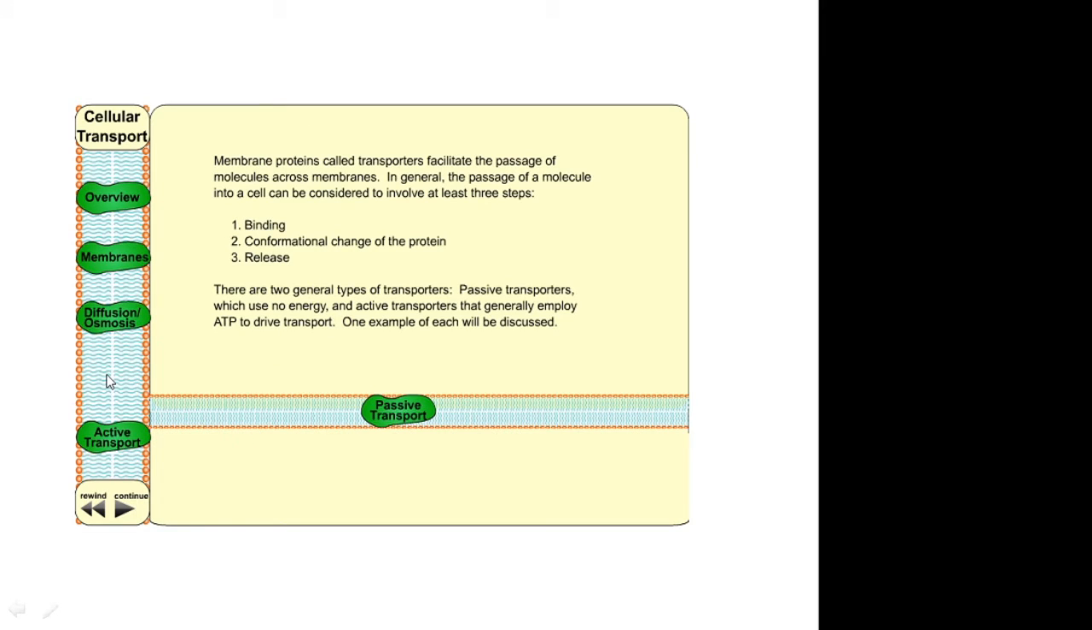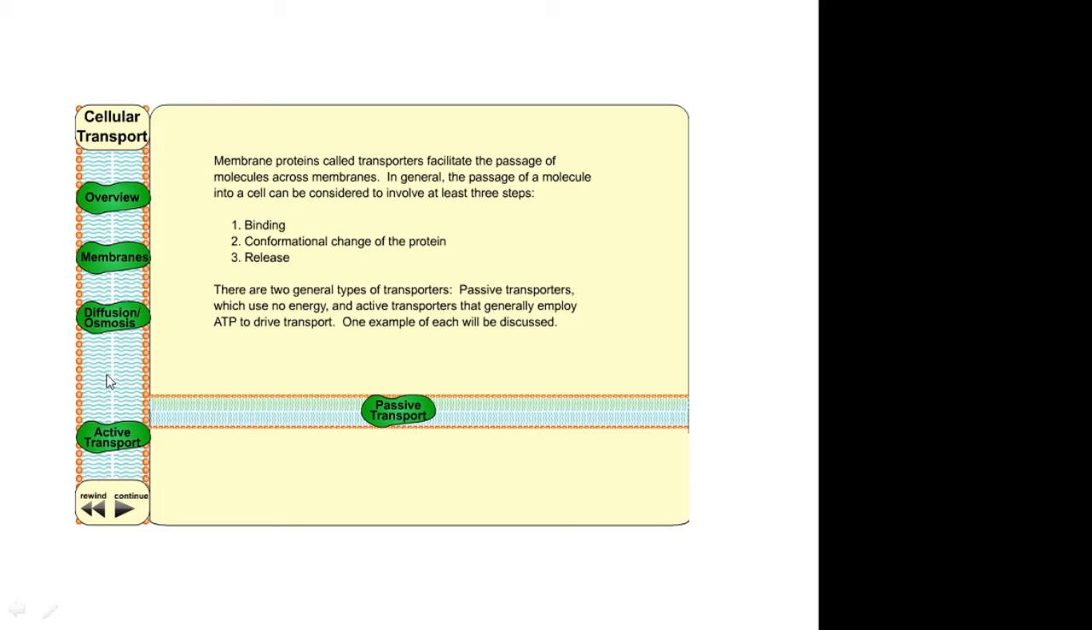The next one is passive transport. Passive transport is nothing but transport of molecules that does not use energy, so it is called passive transport. Passive transport may be classified. One of the methods is called facilitated passive transport. Facilitated passive transport is nothing but using membrane proteins to transport a molecule across the membrane.